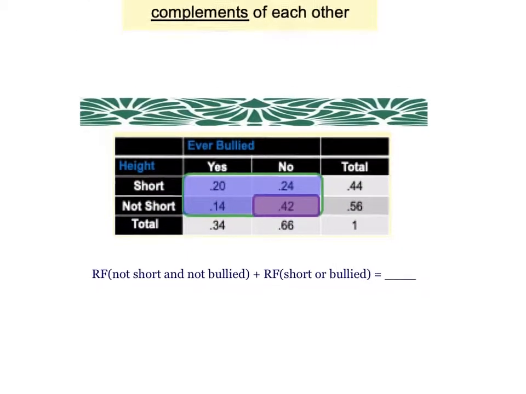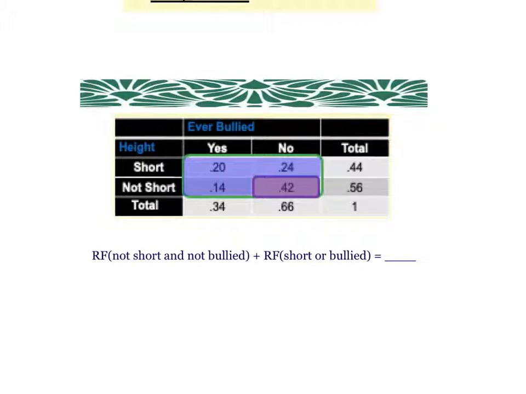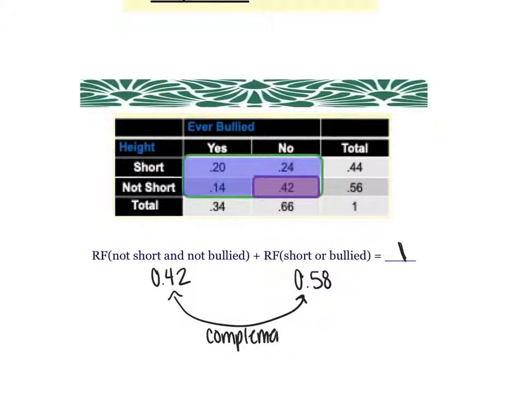So just one more time with a visual of my short and bullied. If I want to calculate the relative frequency of not short and not bullied, that was my 0.42. Plus the relative frequency of short or bullied, that was my 0.58. When I add these two together, I should get 1. And that is because these are complements. Together, if I add them up, they have to account for all possible outcomes.